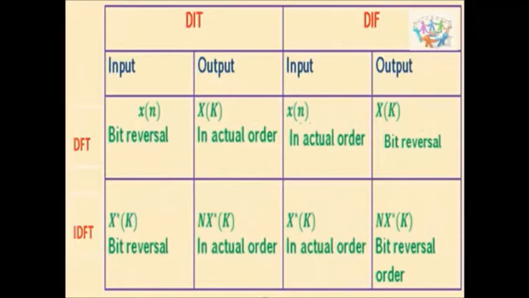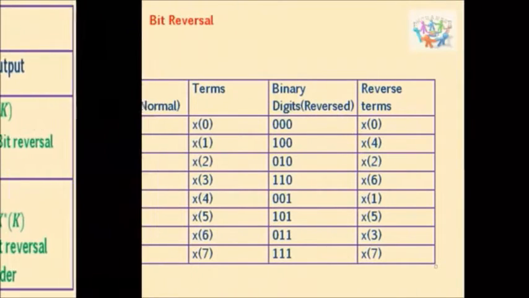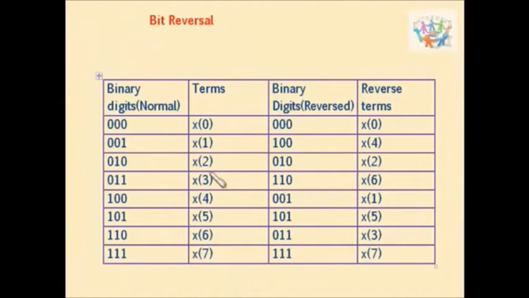Now, in order to find the DFT using the DIF algorithm, we have to take x of n in the actual order and the output, which is x of k, in the bit reversal order. Now we need to draw the tabular column with the binary digits in the normal order, the terms, binary digits in the reversed order, and the reverse terms. Over here we had 8 input sequences, so we need to use 3 binary digits. So we'll write from 0 till 7. So we'll have 0, 1, 2, 3, 4, 5, 6 and 7.